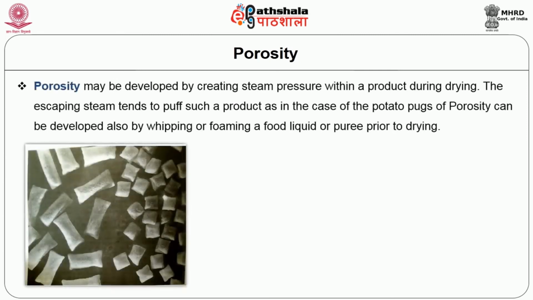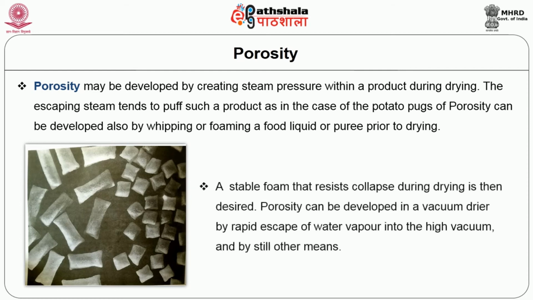Porosity may be developed by creating steam pressure within the product during drying. The escaping steam tends to puff such a product, as in the case of the potato puff which is shown in the figure. Porosity can be developed also by whipping or foaming a food liquid or puree prior to drying. A stable foam that resists collapse during drying is then desired.